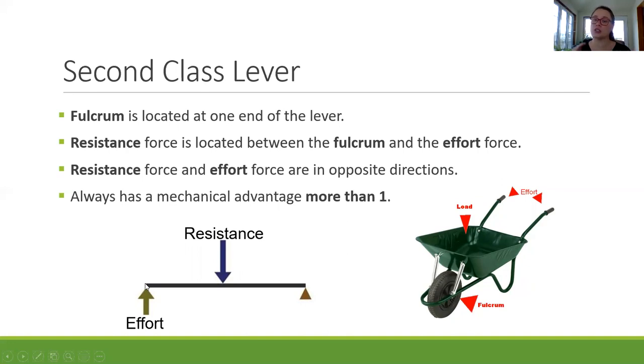It always changes the direction of my forces. So I lift upwards on a load that's pushing down. So you'll see that the resistance or the load will always push in the opposite direction of my effort force. And it always has a mechanical advantage more than one. It can never have a mechanical advantage less than one. It'll always have a mechanical advantage more than one because the distance of the effort will always be longer than the distance to the resistance.